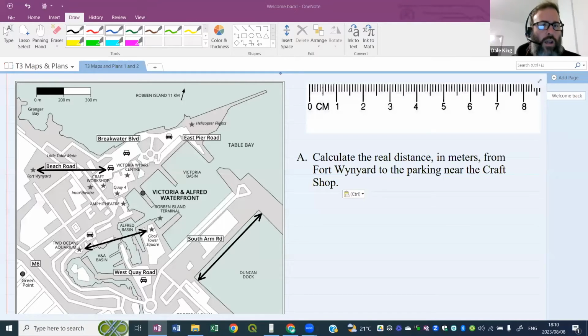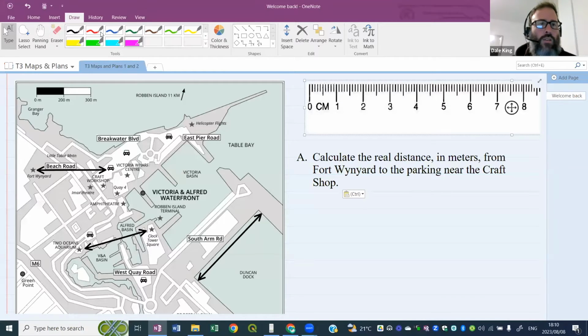It sometimes helps. I don't know if you guys can see a mistake on this map. There is an error. Actually, pretty important that we pick that error up when dealing with this map. But I've got my ruler here to help you with this question. So who can tell me what I need to do here? I need to calculate the real distance in meters from Fort Wynyard to the parking near the craft shop. Who can tell me how you're going to do this? I need instruction. Anyone out there that can help me?